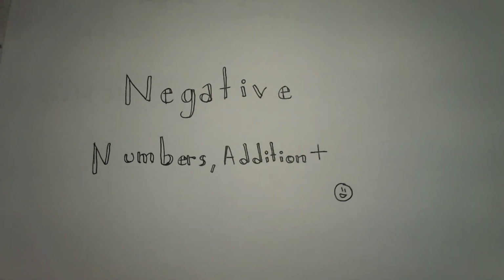We're going to be doing negative numbers, addition, subtraction, basic addition with negative and positive numbers. So, what is a negative number? A negative number is a number below 0.